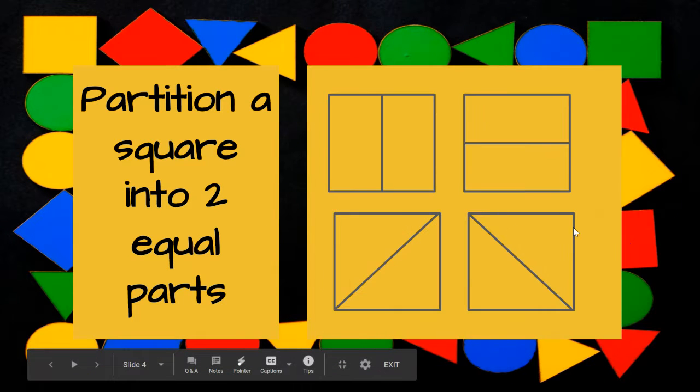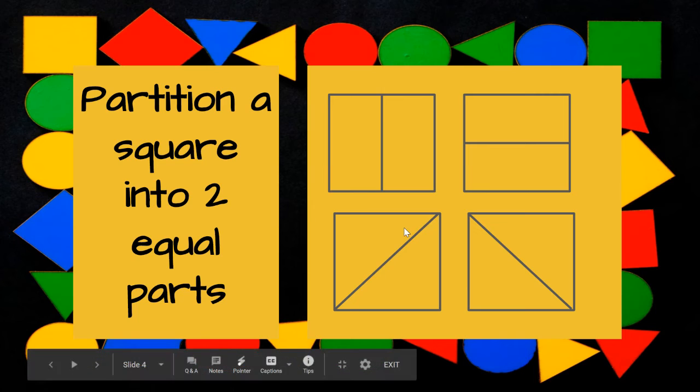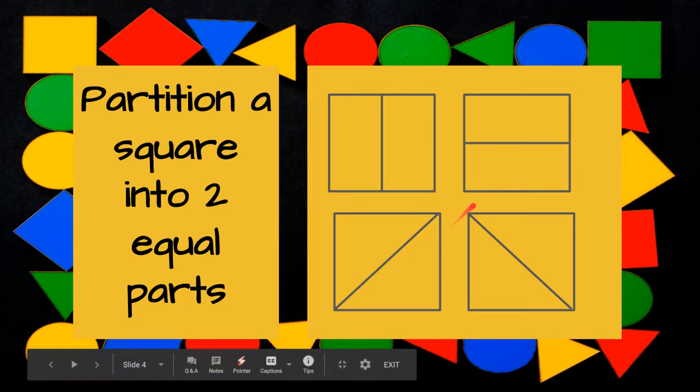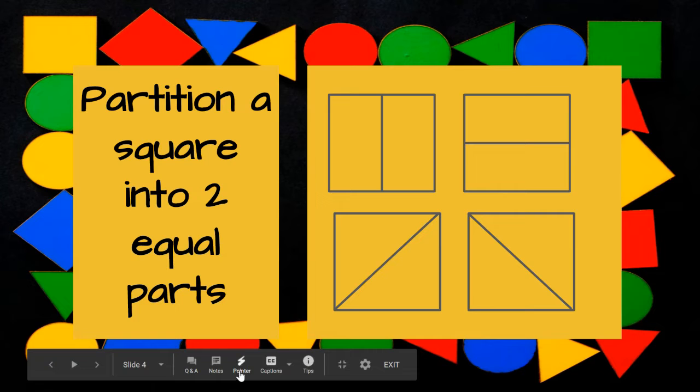Here's the answer. Look at all those possibilities that you could have done. All of these squares have been partitioned into 2 equal parts. So you can make a vertical line up and down, straight in the middle. You can do a horizontal line across, straight in the middle, or you could do diagonals in either direction. And all of these would give you a square that is partitioned into 2 equal parts.